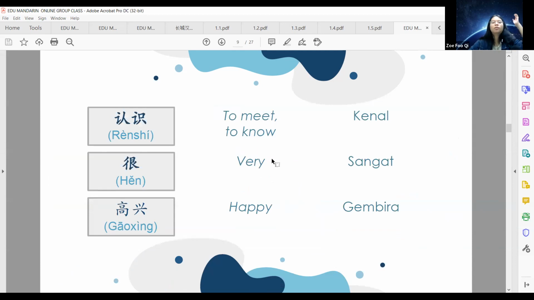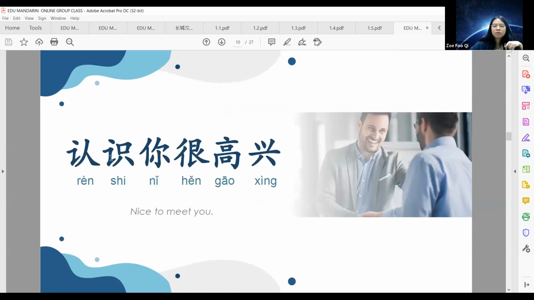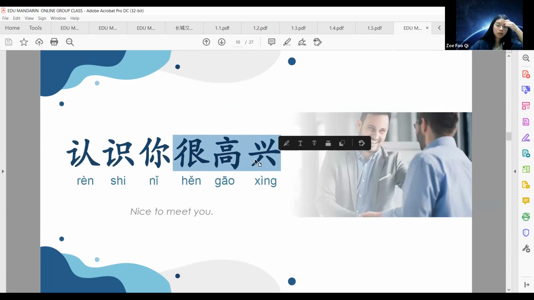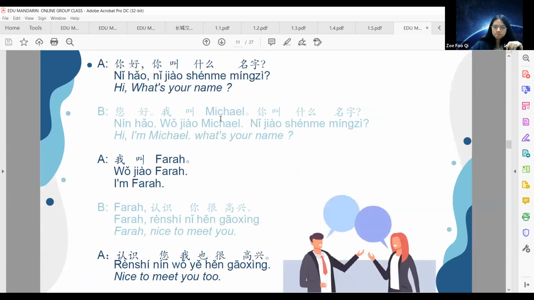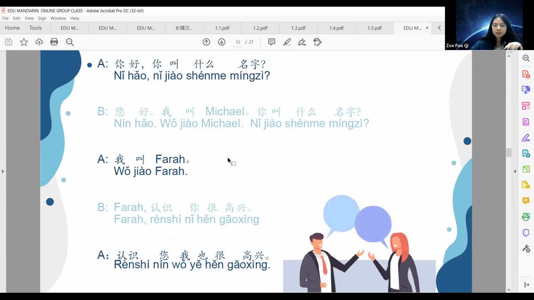And then this one, to meet you. This one is very happy. So this one will be nice to meet you. It is okay if you want to put the 很高兴 at the front, so 很高兴认识你 is also correct. In Malaysia, we use 很高兴认识你. Okay, and then this one, 你好，叫什么名字? This one is just pronunciation and conversation practice.